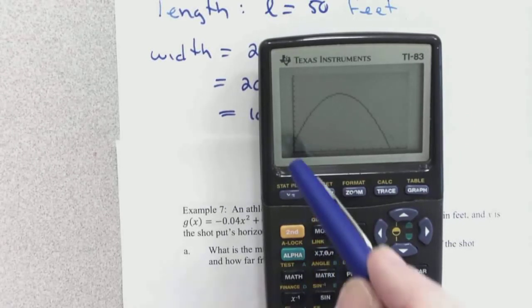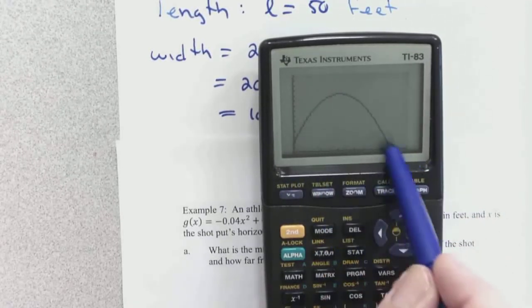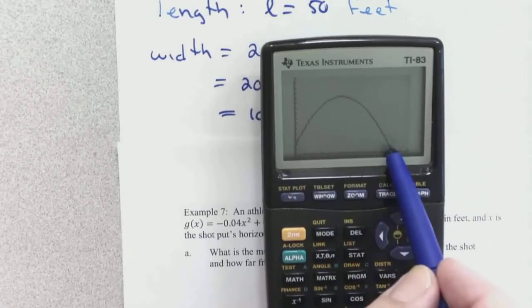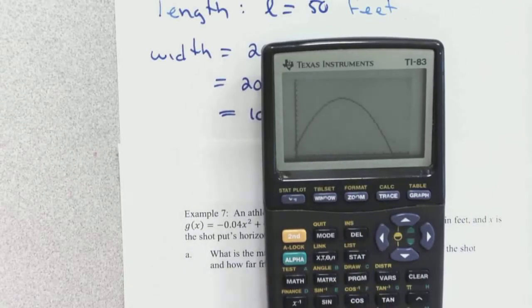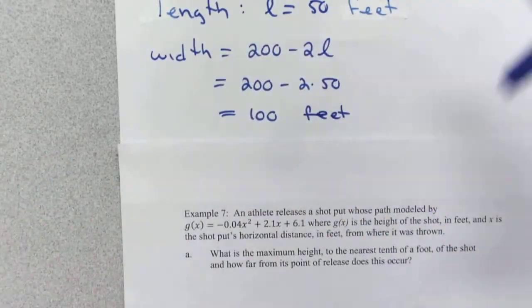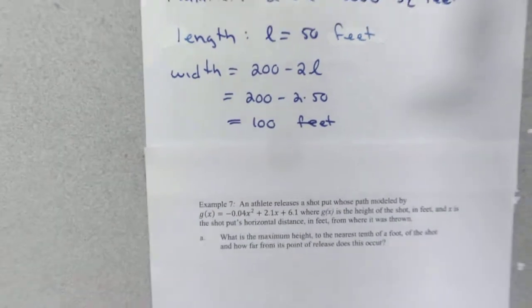And so that's what my shot put is doing. It's going up, coming down. The distance along the x-axis is how far it goes horizontally, and then the y-axis is how high it is. So there's a visualization of what's going on with this problem. Now that we kind of visualize what's going on, let's see what they actually want us to do with it. So zooming back out.